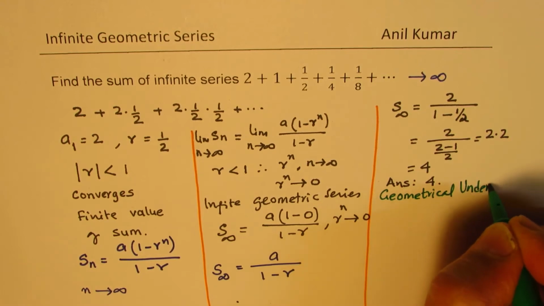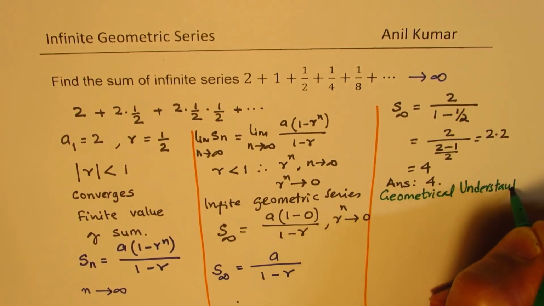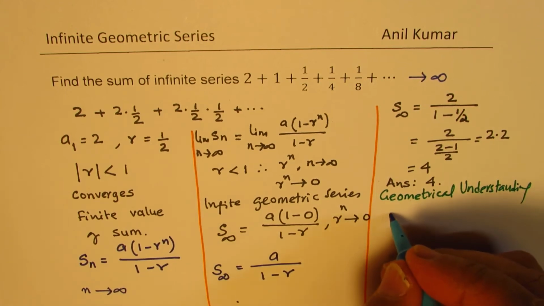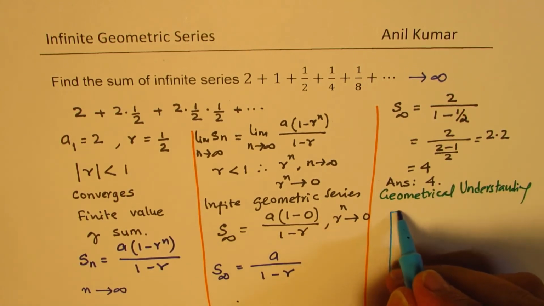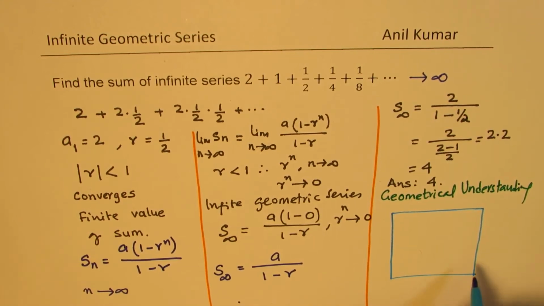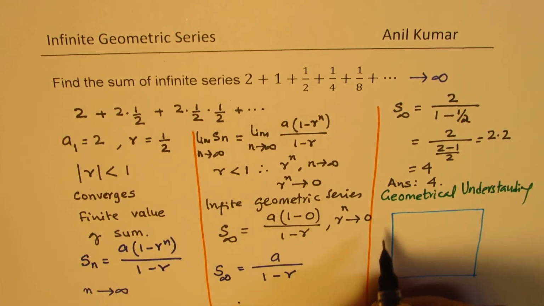Understanding, let's say, right? What we could consider here is a square. Let's say here we have a square, and in this square each side is 2 units.